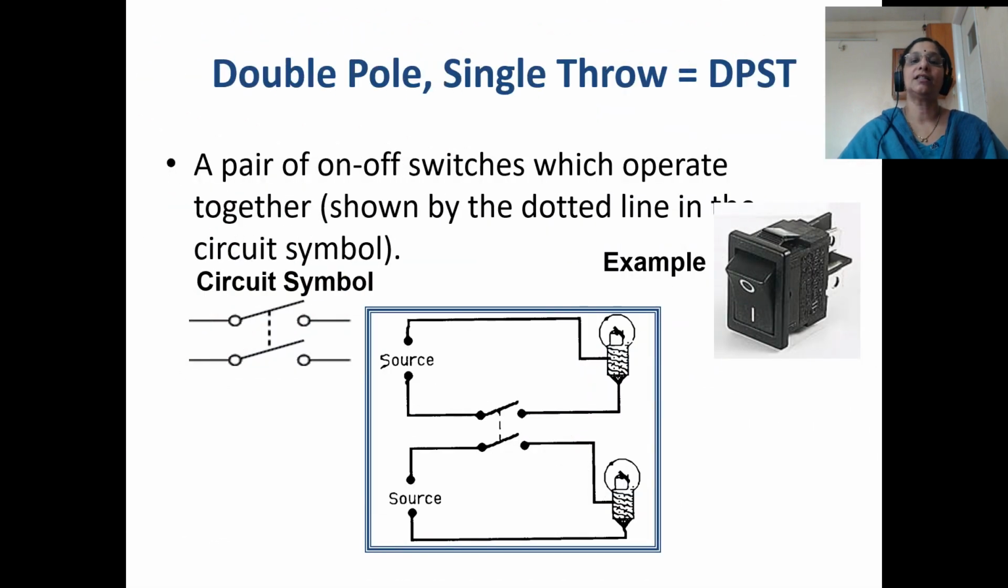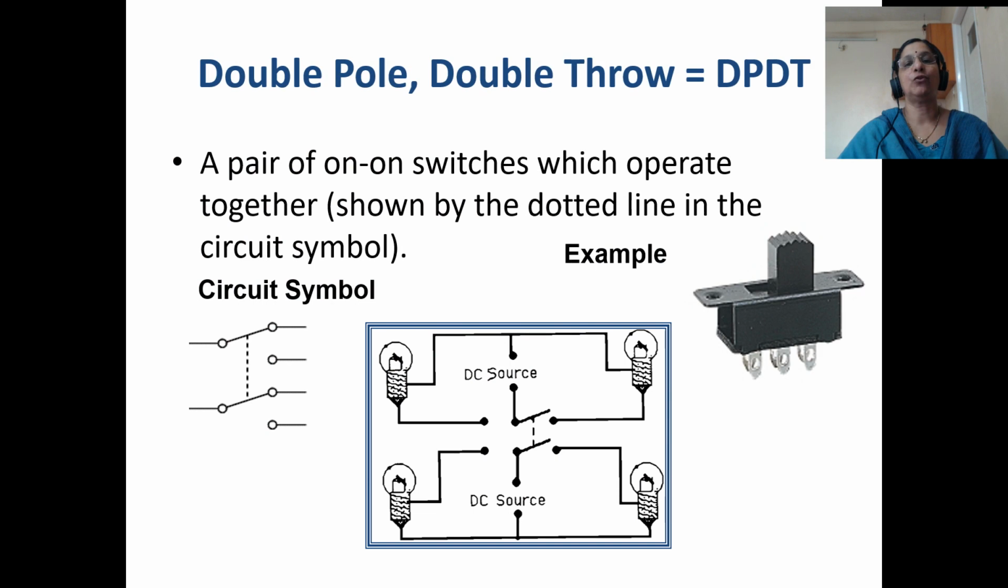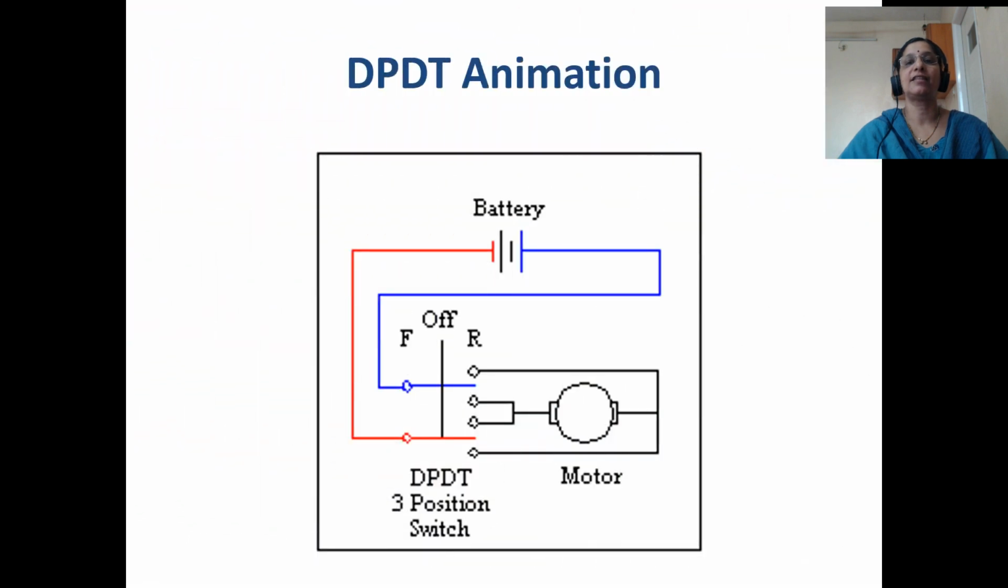There is a third type of switch which is double pole single throw, which has two poles and only one throw. This is an animation for use of a DPST type of switch which is used to control one light. The fourth commonly used type of switch is double pole double throw, and this is an animation giving an example of how a DPDT switch can be used.